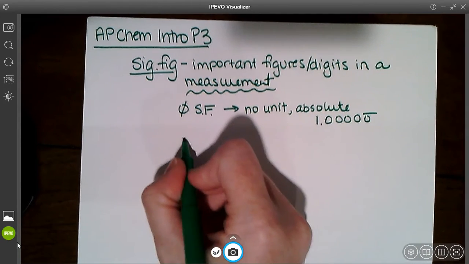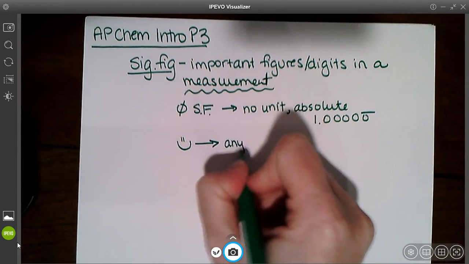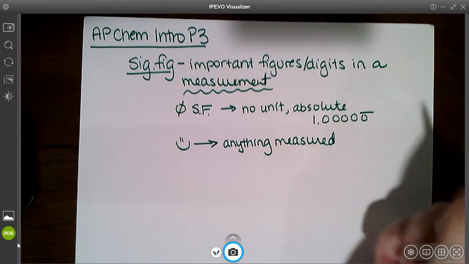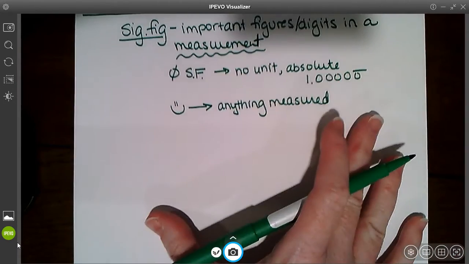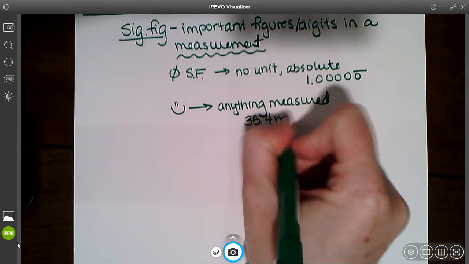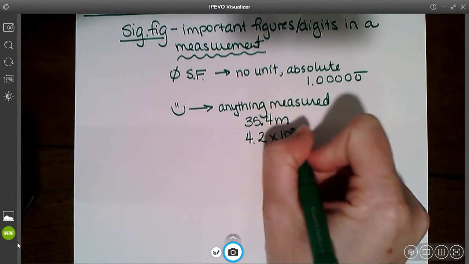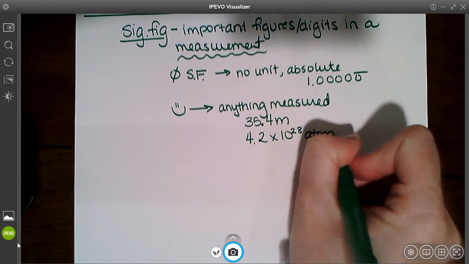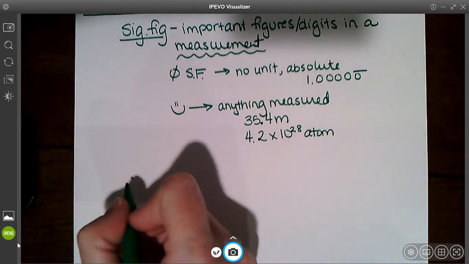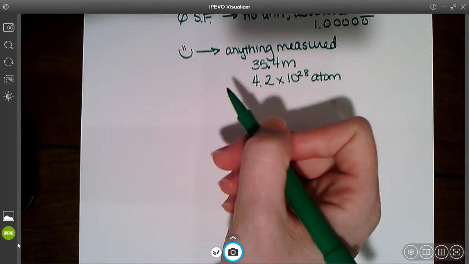So what does have sig figs in it is anything that's been measured, whether it came from a measurement or was indirectly, mathematically determined from a measurement. So for example, 35.4 meters has sig figs in it. If I say 4.2 times 10 to the 28th atoms, I've got a unit there, atoms, so that has significant digits.